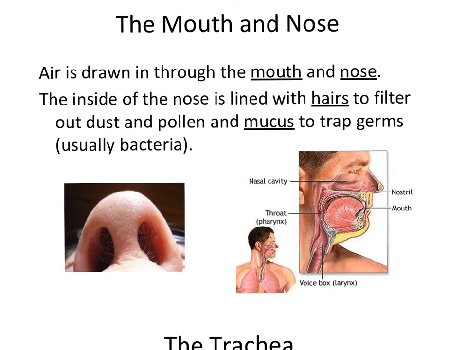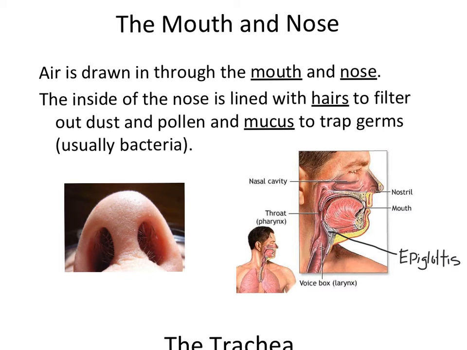The other thing that happens is when that air comes into your nasal cavity, all that space helps to warm and humidify the air before it goes into the rest of your respiratory system. To have air that is humid and warm, by doing this, it helps to ensure that our lungs and other parts of the respiratory system don't dry out.